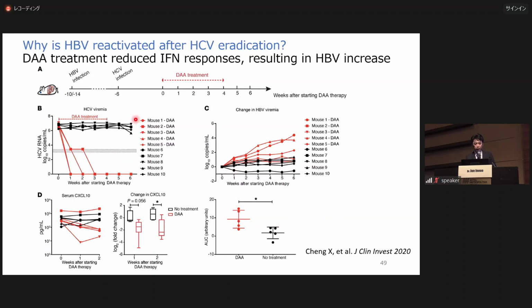Why is HBV reactivated after HCV eradication? This paper shows that DAA treatment reduced interferon responses, resulting in an HBV increase. In the double infection model of HBV and HCV using a mouse model, after the DAA treatment, the HBV RNA disappeared, and after that, HBV DNA increased. After DAA treatment, the interferon response, like chemokines, was reduced. So these are the causes of HBV reactivation.